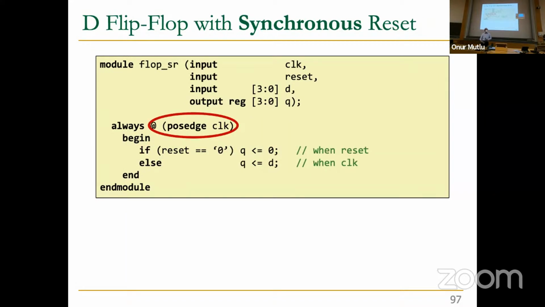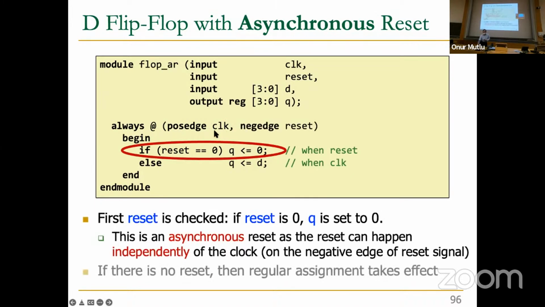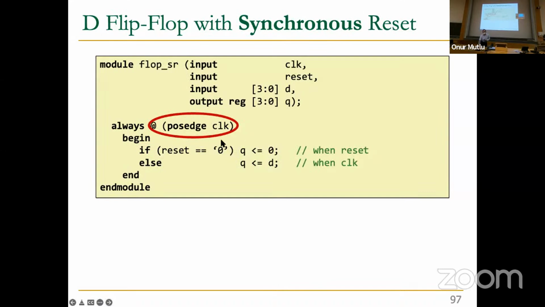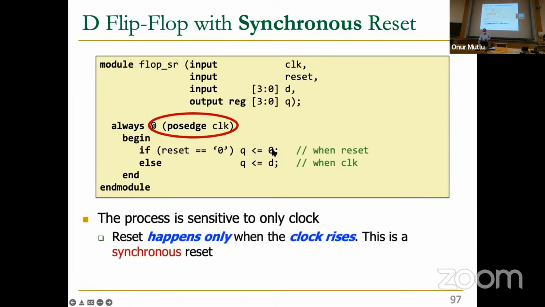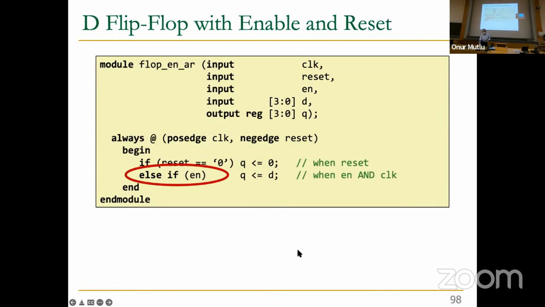Okay, this is a D flip-flop with a synchronous reset. The difference you can basically look at, right? It's very similar, except the synchronous reset doesn't have the reset in the sensitivity list. Only at positive edge of the clock you react, or these statements get executed. And if reset is 0 at that point in time, good, you reset the flip-flop. Otherwise, you basically change the state to the input value. This is the difference between synchronous and asynchronous. As you can see, reset happens only when the clock rises.